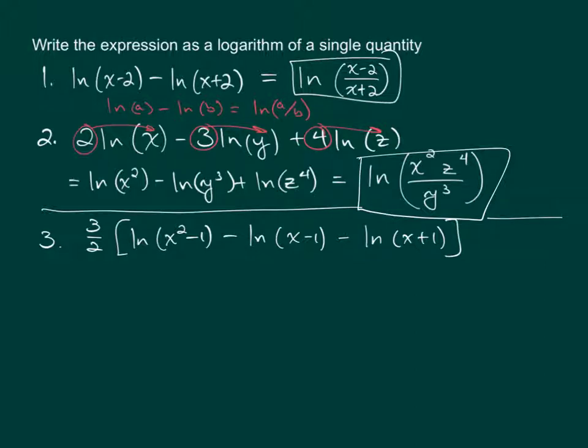So when you combine these 3 logs, you will see that the 3 over 2 still is part of the example. And to create a single log with one argument here, the log of a single quantity, the x squared minus 1 will be in the numerator. And in the denominator, since this is being subtracted and this is being subtracted, we will have x minus 1 times x plus 1.